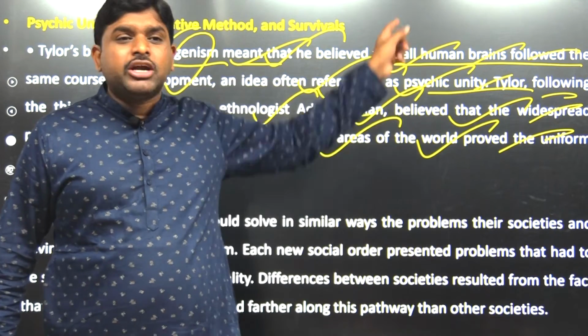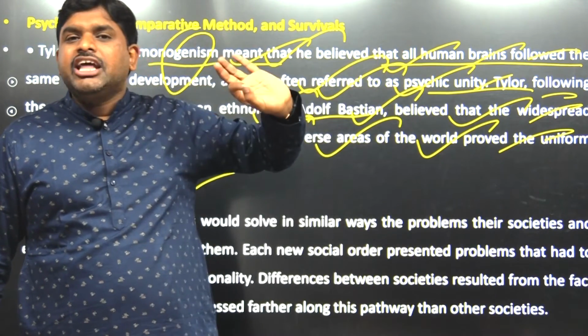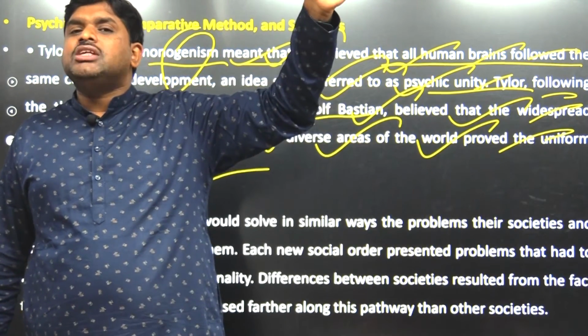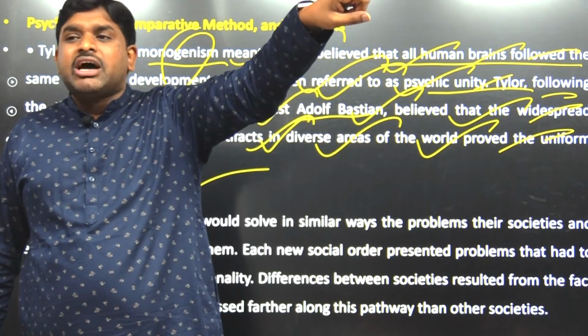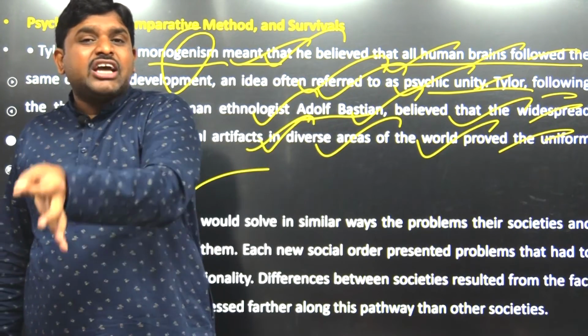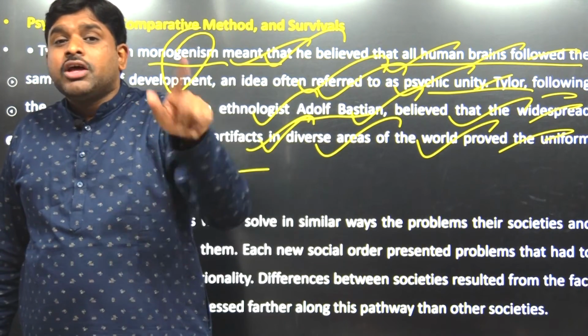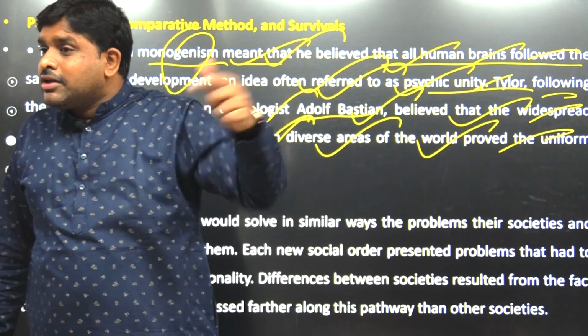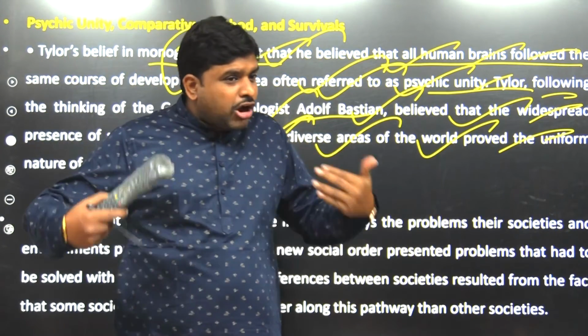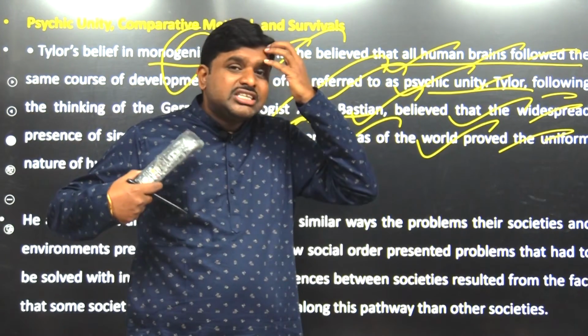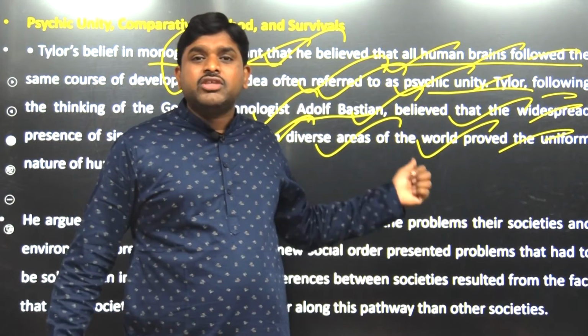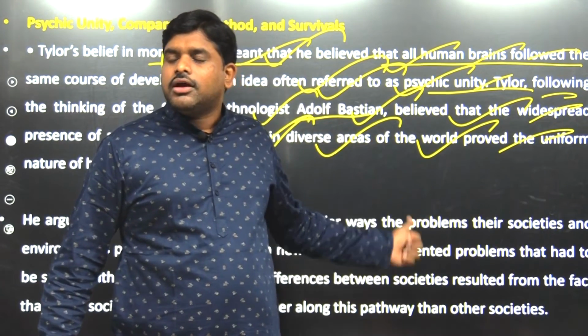The same is also supported by E.B. Tylor. E.B. Tylor said there is a concept called monogenism, which was also told by Adolf Bastian, who said that the artifacts are the same in different geographies. Why will the artifacts be the same? The thought process might be the same. So they are proving, yes, the thought process is the same, but it's not just me saying it; it was already told by one of the German anthropologists.